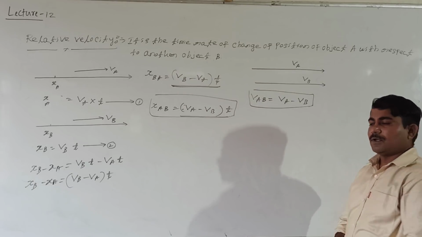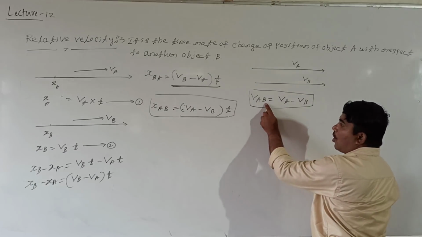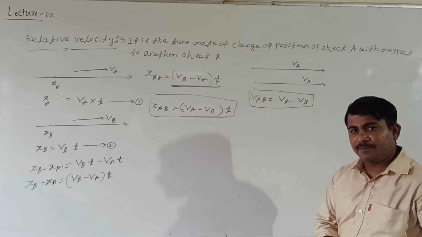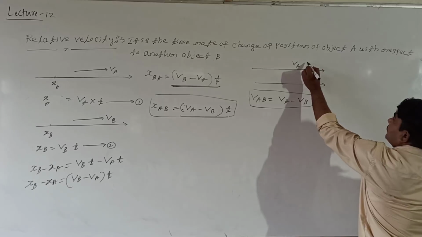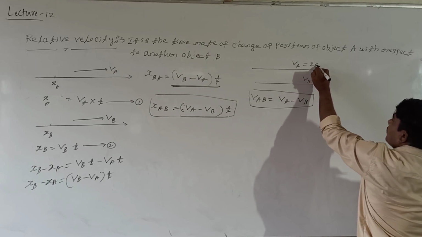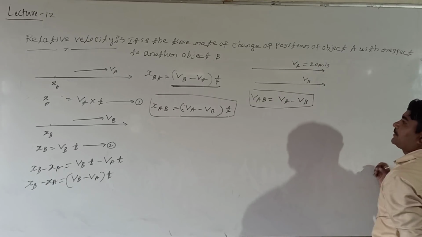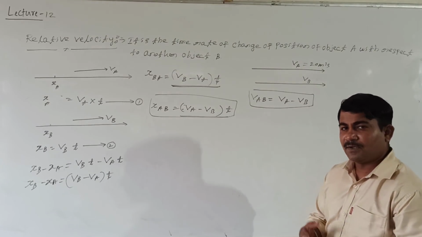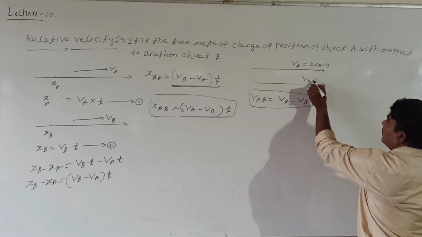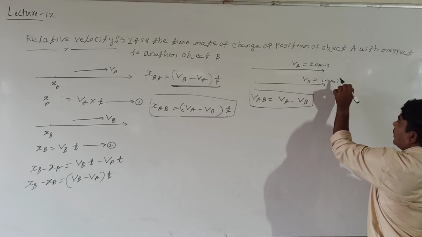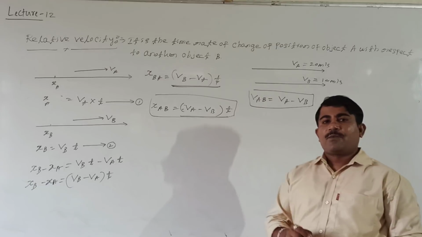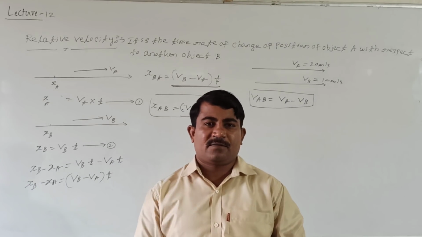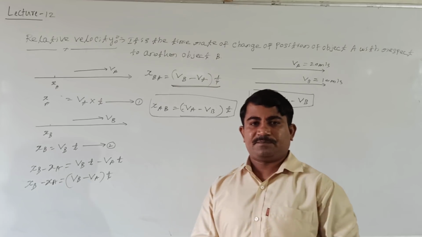What is the meaning of this? The person B observes the velocity of A, that is VA minus VB. For example, consider VA equal to how much? VA equal to 20 meter per second. Now I will take VB equal to how much? 10 meter per second. When observer B sees the velocity of object A, then how much velocity does he see?